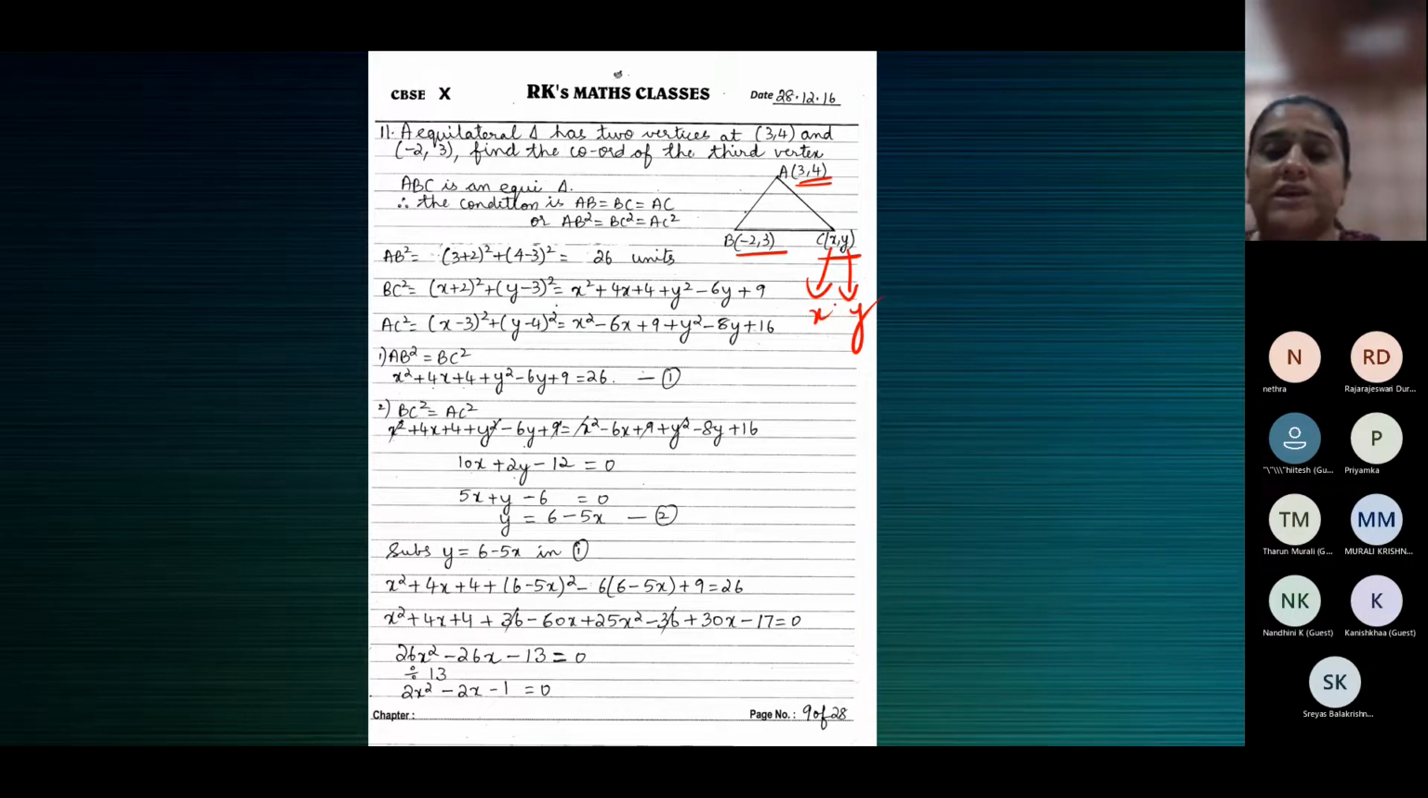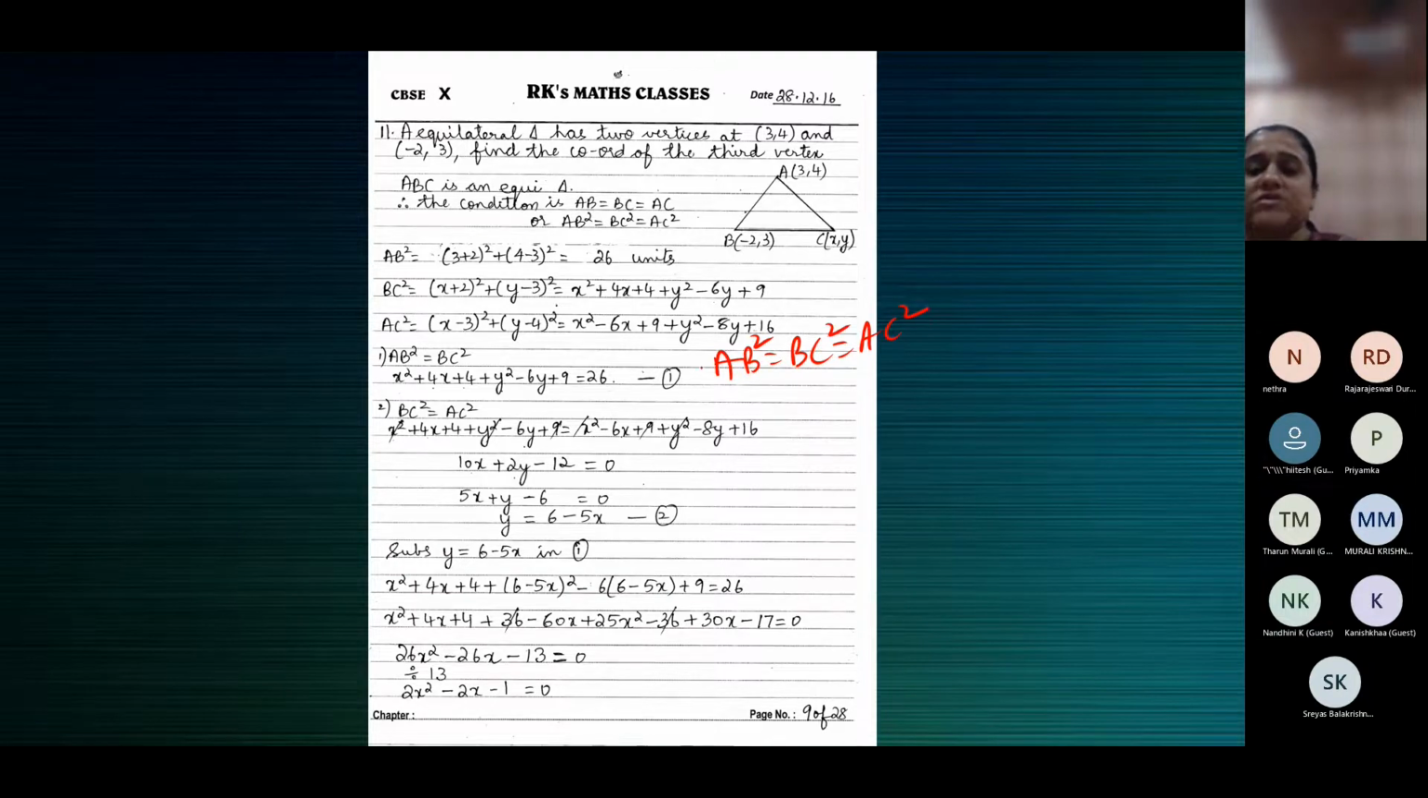of an equilateral triangle. So we know that in an equilateral triangle, all the three sides are equal. So from this, we get AB square is equal to BC square is equal to AC square. That means you can make three conditions here. You have AB is equal to BC is equal to AC. When you square this, you get AB square is equal to BC square is equal to AC square. So from this, you can make three equations. AB square is equal to BC square. BC square is equal to AC square. And AB square is equal to AC square.